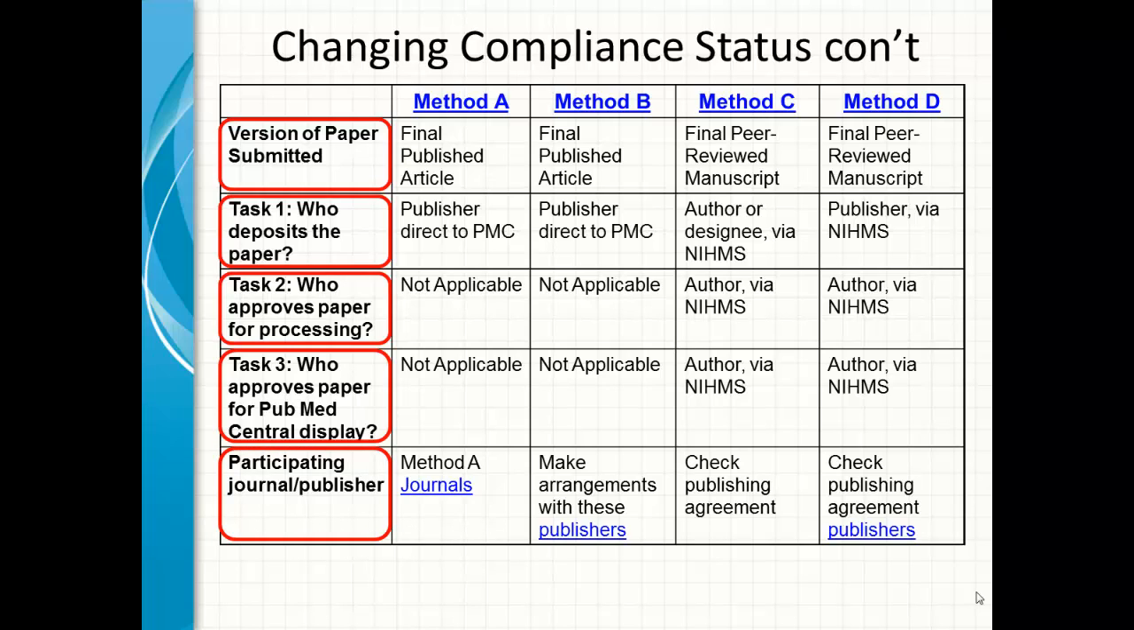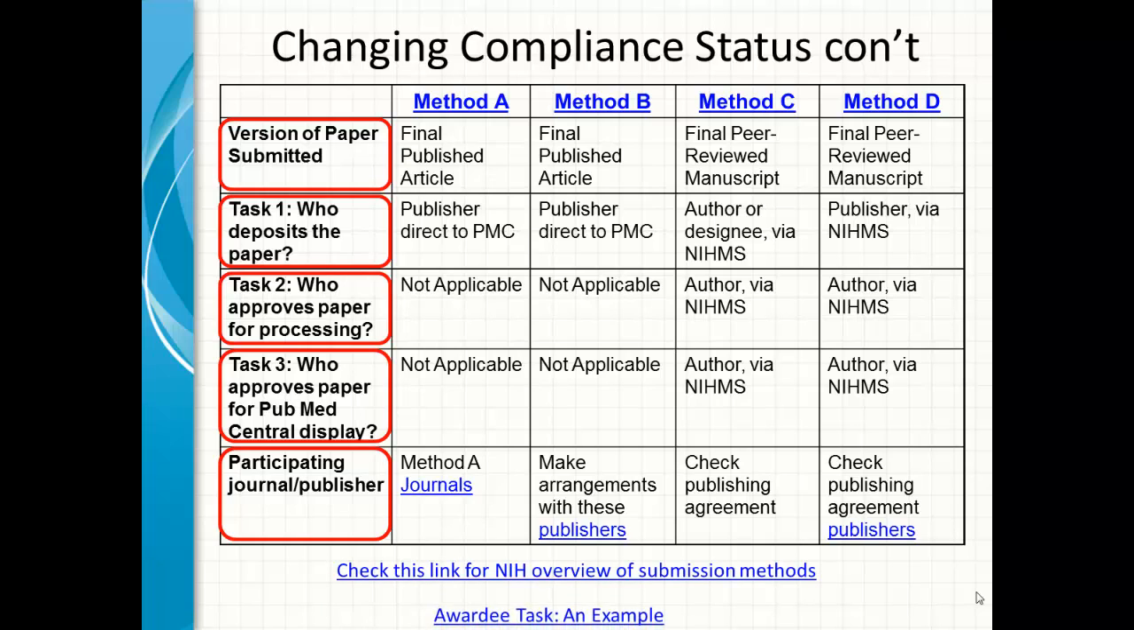There's a list here of Method A journals, of Method B publishers, and of Method D publishers. In any case, you should check your publishing agreement. Here's a link to the NIH Overview of Submission Methods, where you'll find a similar chart, and a link to a video the NIH has made of the task of submitting the paper.